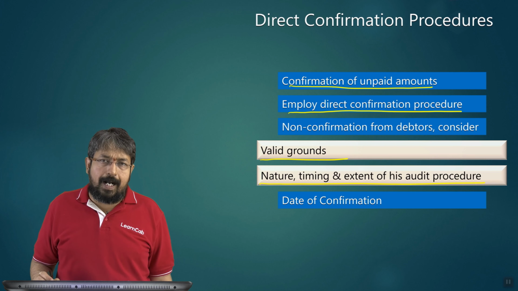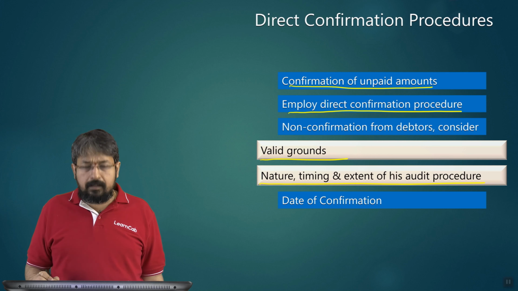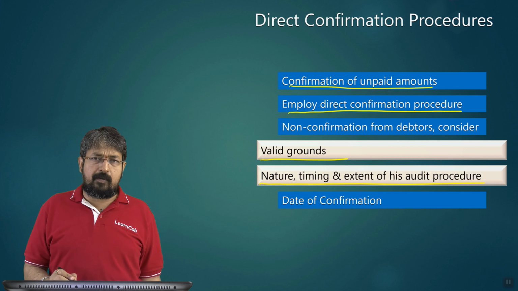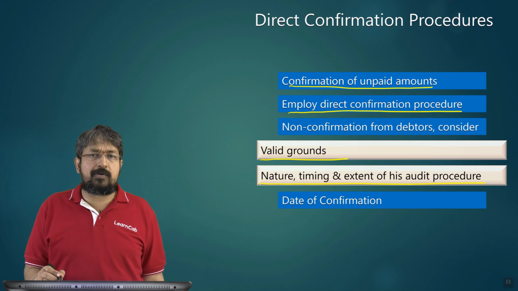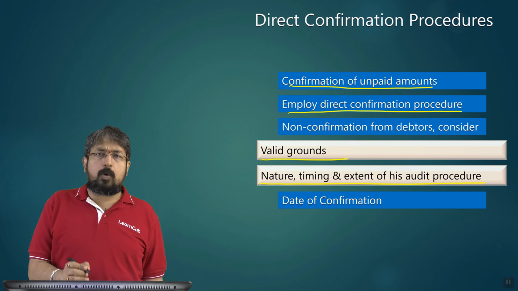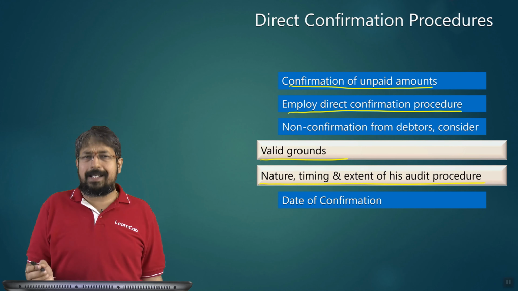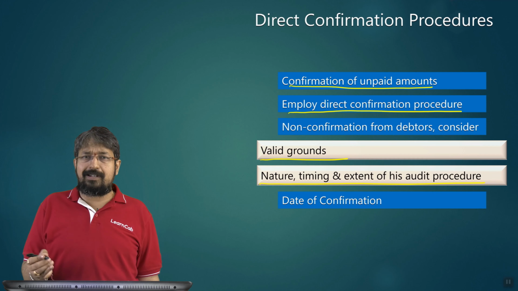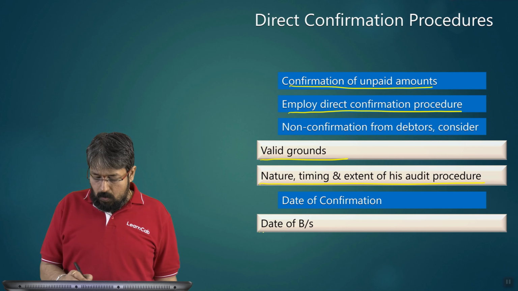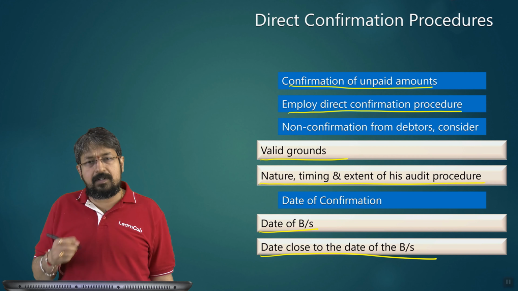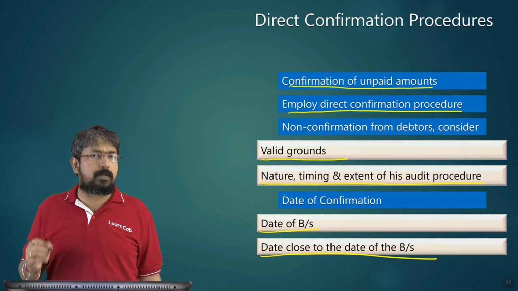Further, my dear soldiers, understand the date of confirmation. This is very, very important here. Date of confirmation should always be near the balance sheet date or as on the balance sheet date. You cannot obtain confirmation at the beginning of the year. It will not make sense. For example, if the year ending is March, obtain confirmation as on February or as on March itself. So ideal will be the balance sheet date, or any date closer to the balance sheet date can also be considered.